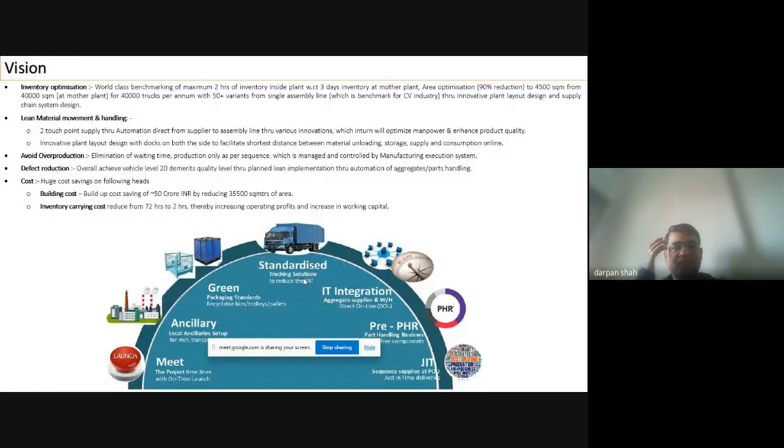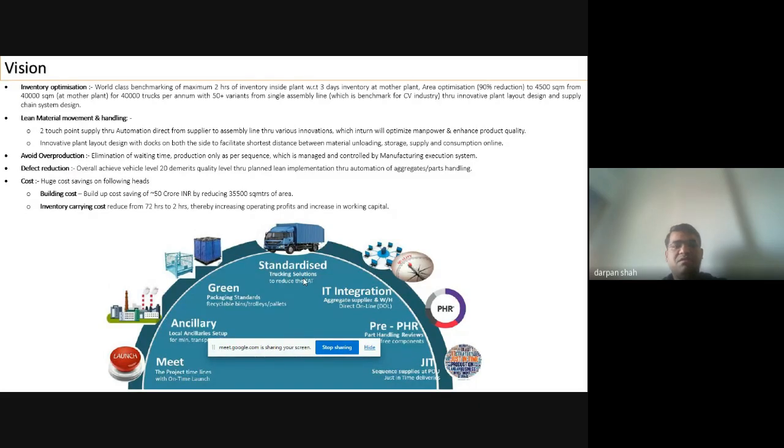So this is also one of the areas where we have focused at V Commercial Bhopal. Also, to avoid overproduction, like elimination of time, based on the demand we should be supplying the material and not just producing and keeping it that way. So this is also one of the targets.